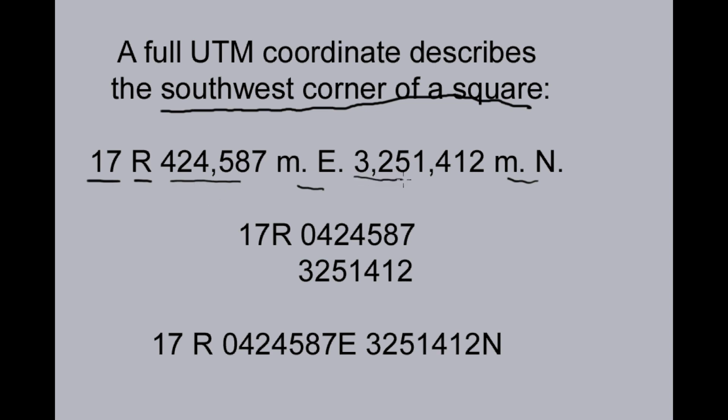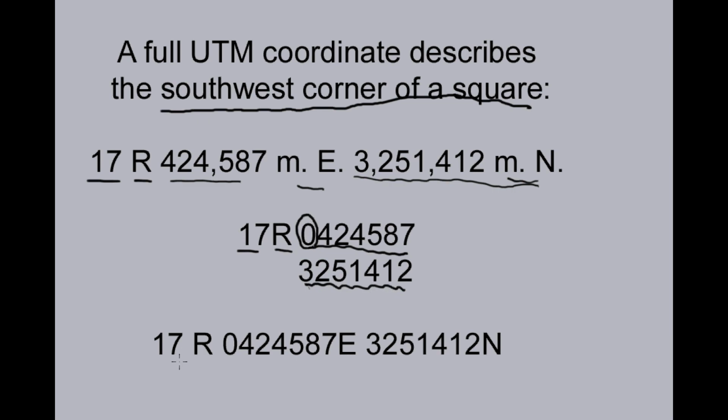Then the northing here tells us that the southwest corner of this square is located 3,251,412 meters north of the equator. Several other ways that the UTM coordinate might be written. In a GPS, for instance, you may have the zone and the quadrant, and then the easting may be written here as 7 digits. You notice eastings are only 6 digits, but what they've done is just add a leading 0 to give 7 digits, to balance it out with the northing, which has 7 digits.